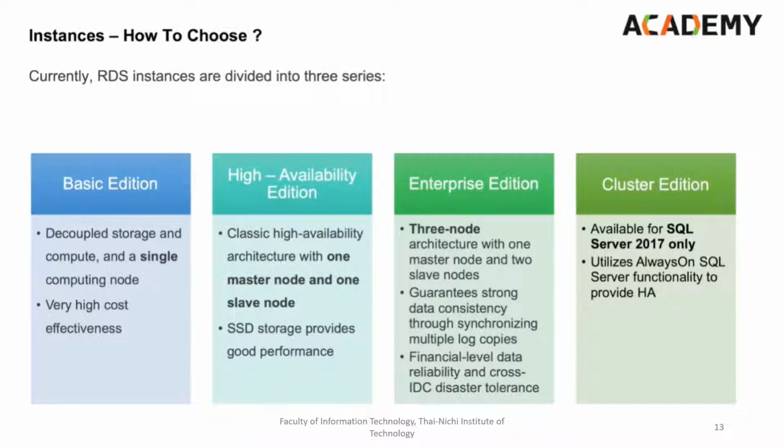So these are the most commonly used editions in RDS for Alibaba Cloud. And then there is one cluster edition, which right now is available only for SQL Server 2017 engines, and it utilizes SQL Server functionality, which will provide high availability. So that is the aspect of the cluster edition. Right now, since it is available for SQL Server 2017 only, we are not discussing much about this particular edition.